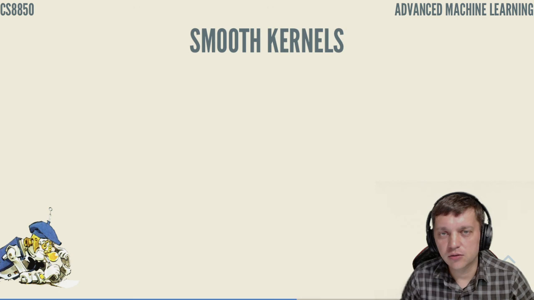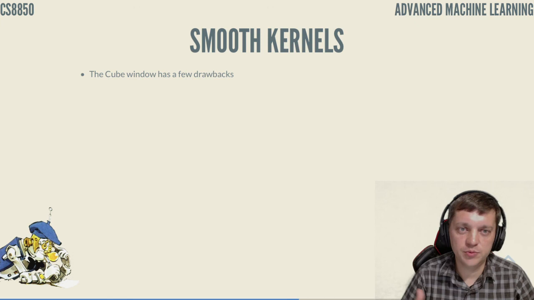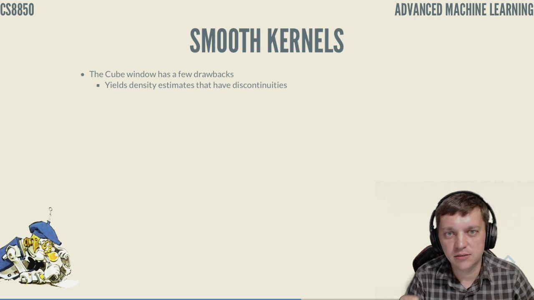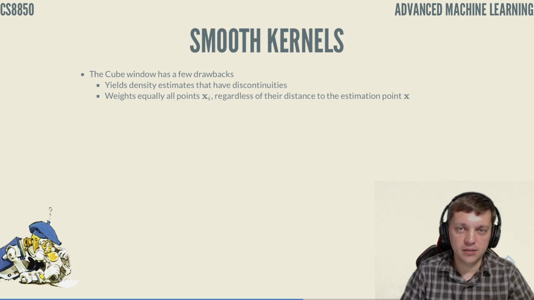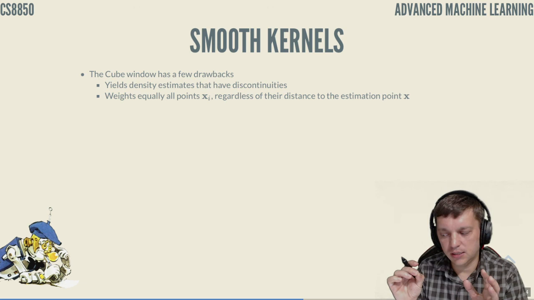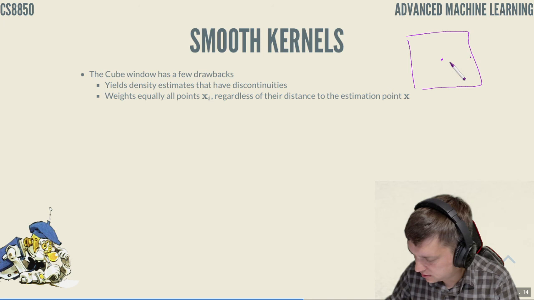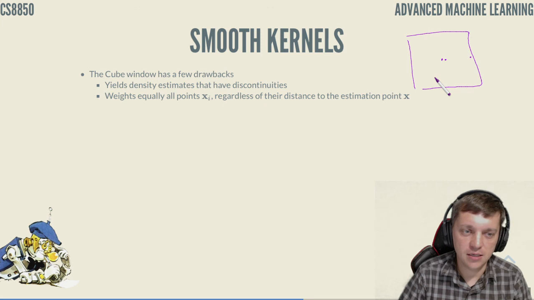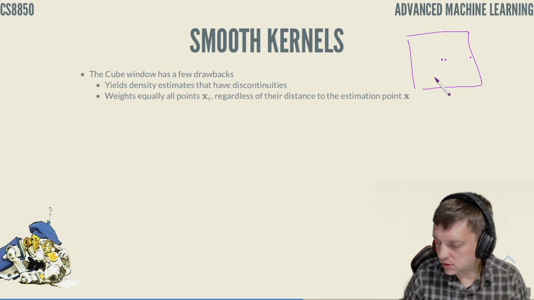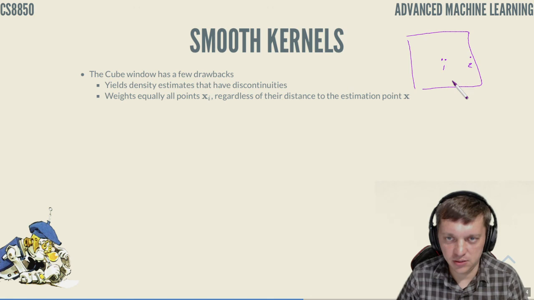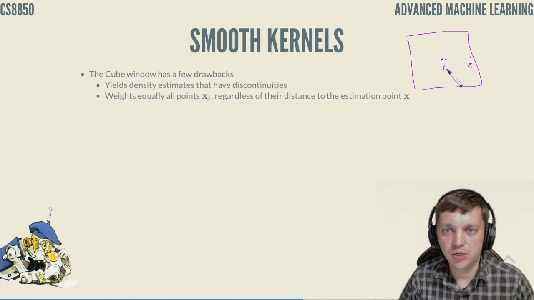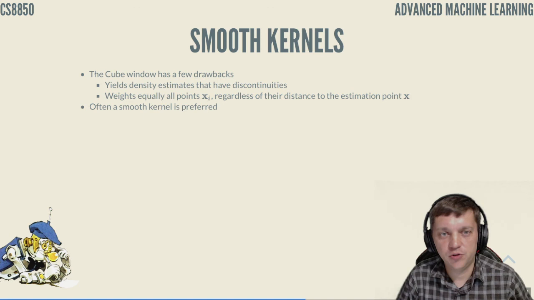So the problem with Parzen windows, or all of these cubes, is that there are a few problems. Its density estimates still have discontinuities. It's a sharp cube, right? And then another problem: because it's a cube and because it's an indicator, there is a point that is right here, and there is a point right here. The Parzen window doesn't care. It weighs both of those 2 points, 1 and 2, sort of equally. They are both equally important for Parzen windows. But maybe the ones that are closer should be more important than the ones that are farther apart. So often we prefer a smooth kernel, and often we use a smooth kernel.